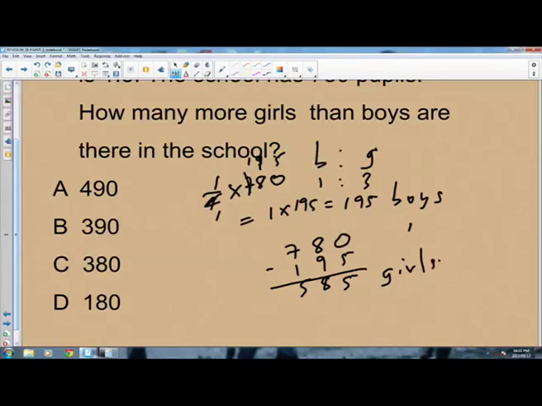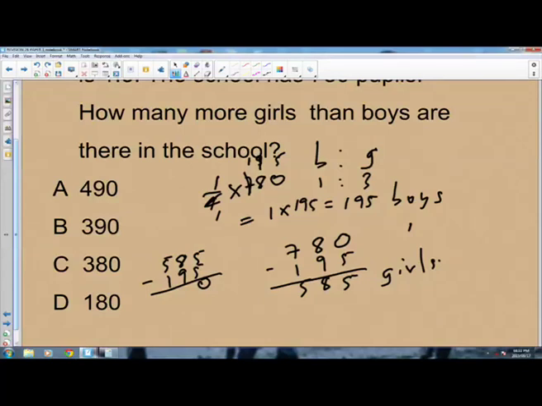And then the question is saying how many more girls than boys are there in the school. So we have to find the number of girls which exceed the number of boys. So this will simply be 585 minus the number of boys. The number of boys is 195. And then this will be 0.